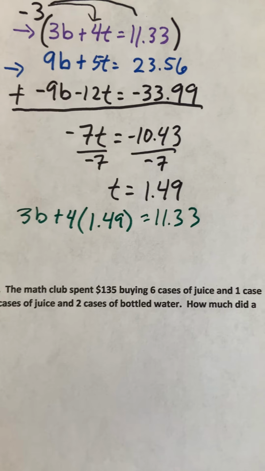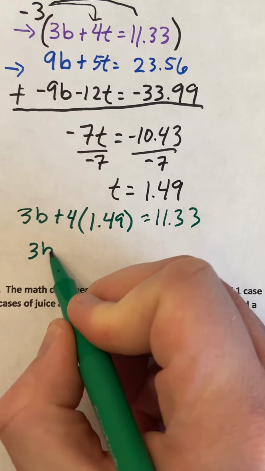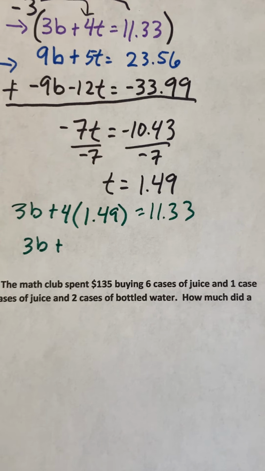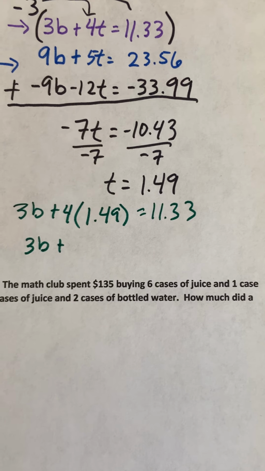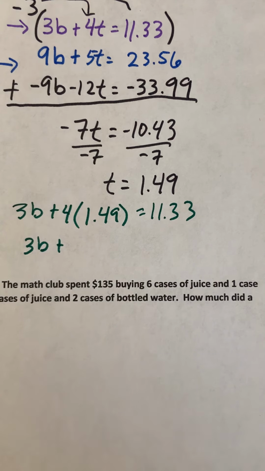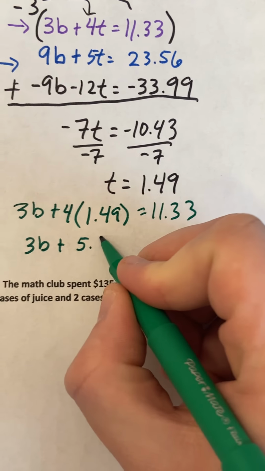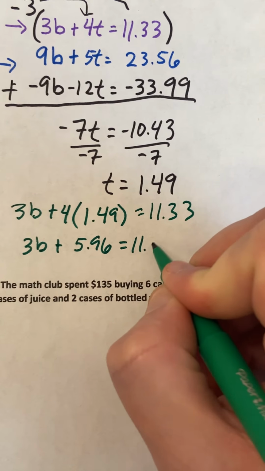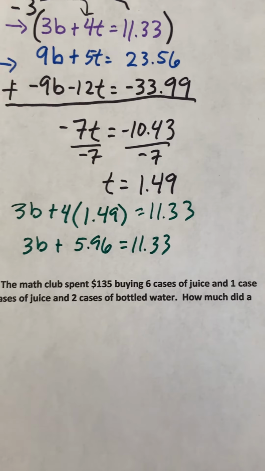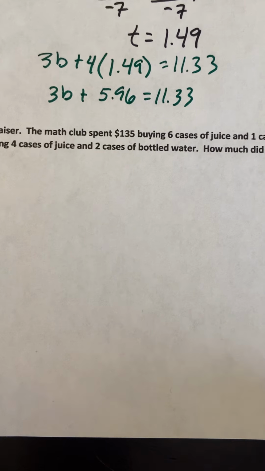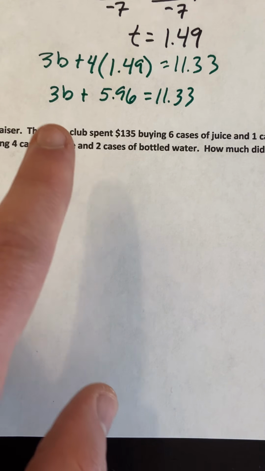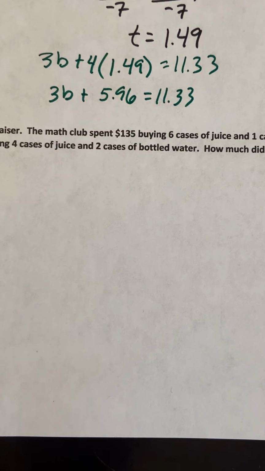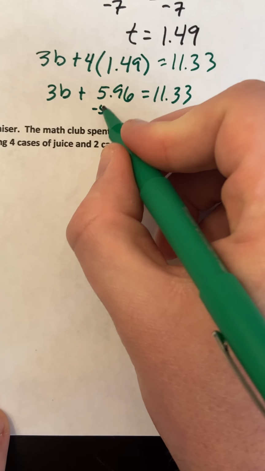Okay, so I'm going to clean that up a little bit there. So we've got the 3b plus, 4 times 1.49 is 5.96. All right, so if you want to kind of think about the situation we're at now, 3 times the amount of burritos plus $5.96 is the total of $11.33. So we need to subtract the difference here to figure out what the burrito is. So I'm going to subtract both sides by 5.96.